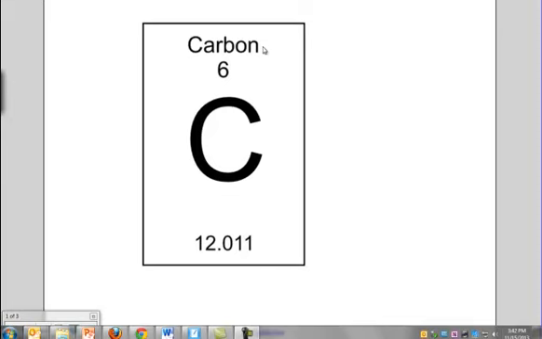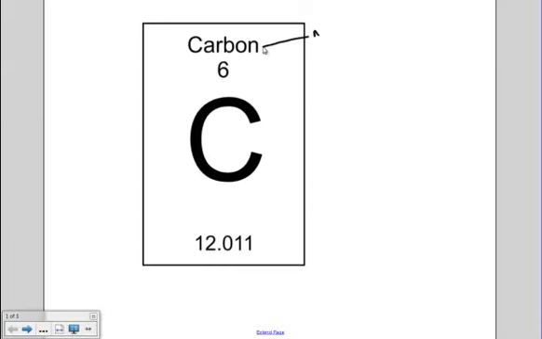This box tells us actually some very important information. First of all, it does tell us the element name. It also gives us the element symbol. Now, like carbon here, this is pretty straightforward. Carbon starts with a C, the symbol is C.